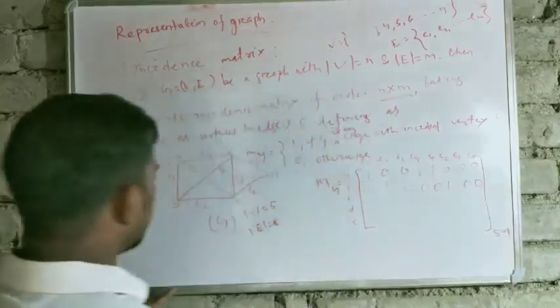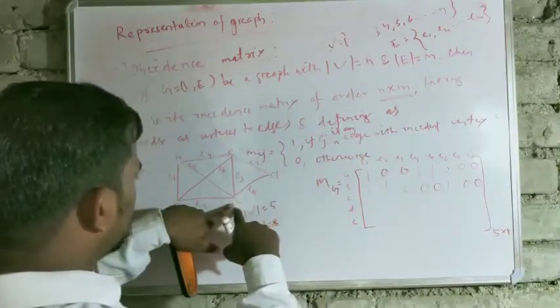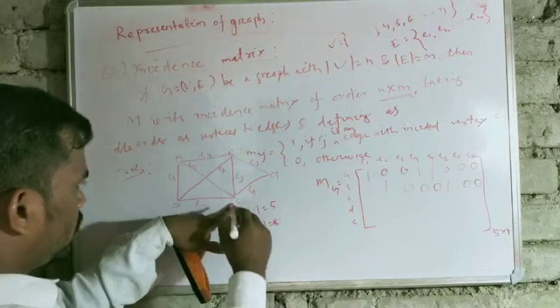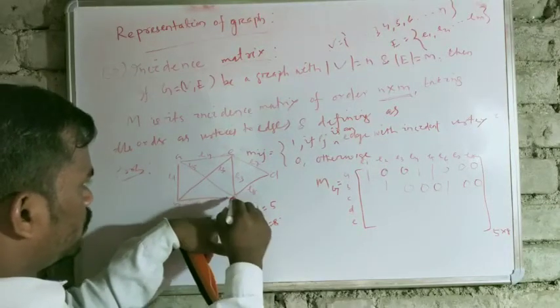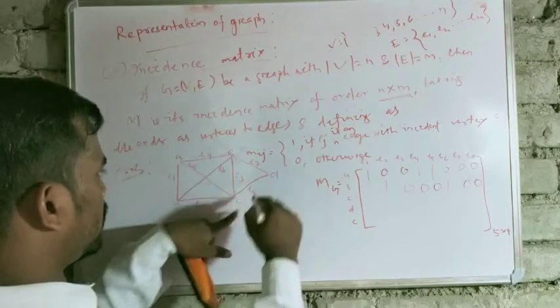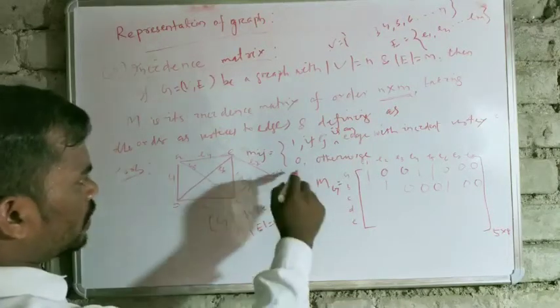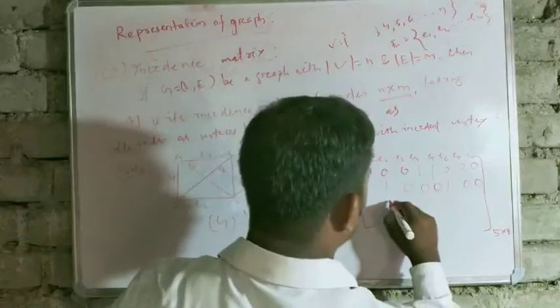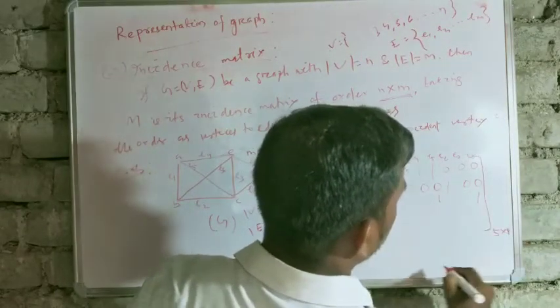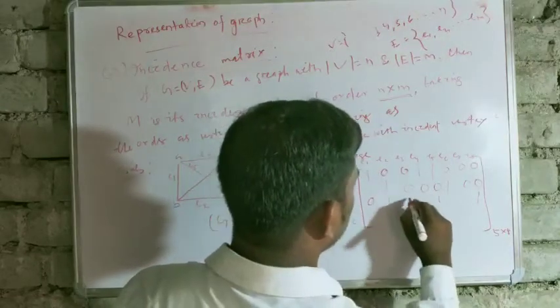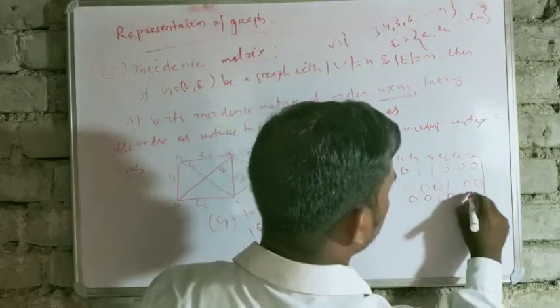Okay. And for C, this edge is connected E2, this is E5, this is E8. E2, E5, E8, and rest are 0.